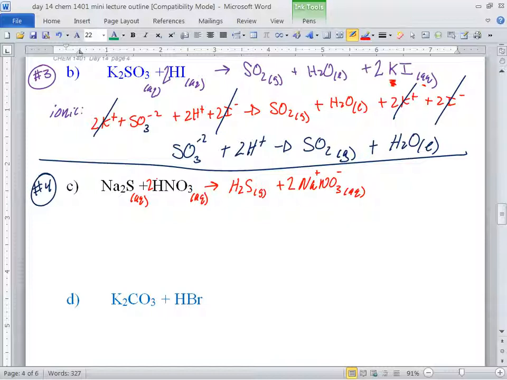And once it's balanced, then go on and write your ionic. Now you don't have to worry about balancing anymore. Just break up what you have. The sodium sulfide gets broken up into 2 sodiums and a sulfide. The HNO3 is on the list of strong acids, so better break them up into 2 H's and 2 nitrates. H2S, a gas. Ooh, don't break it up. Sodium nitrate, better break it up: 2 sodiums and 2 nitrates.